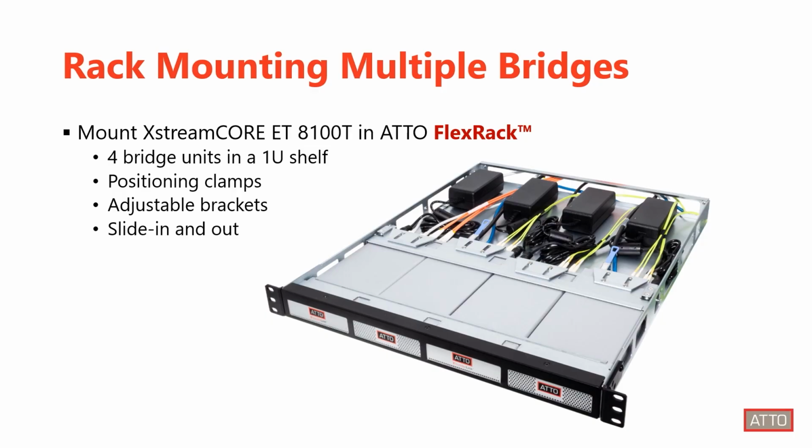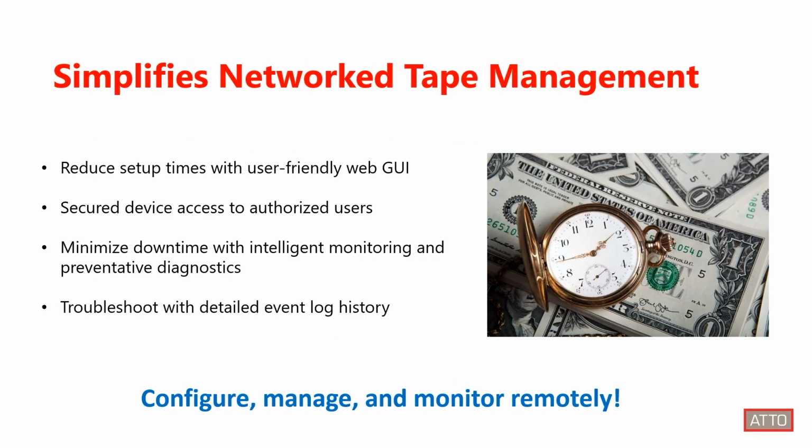If you are thinking of adding more tape drives or libraries into your environment, you can easily mount multiple 8100T bridges in the ATTO Flex Rack. The ATTO Flex Rack is a 1U rack-mountable shelf that can accommodate up to 4 8100T bridge units, making it ideal for space-efficient deployments. Lastly, one of the key benefits of the bridge is simplicity.